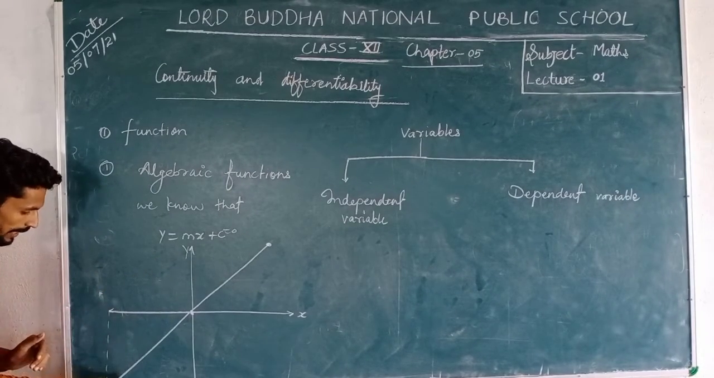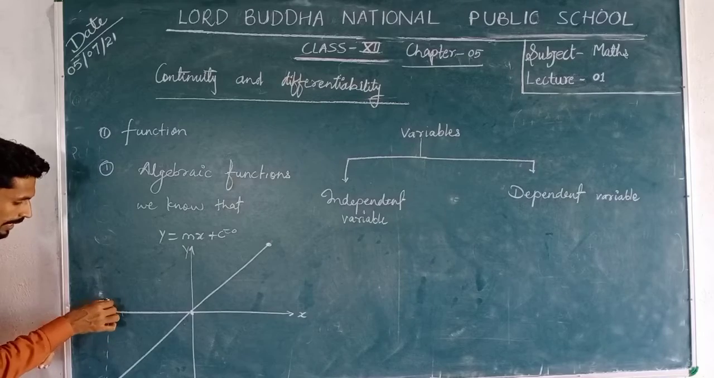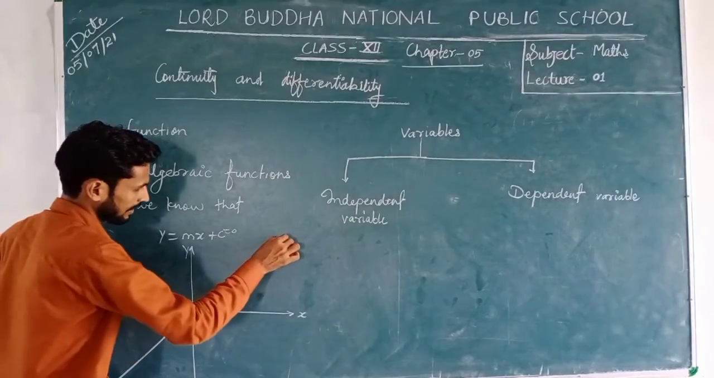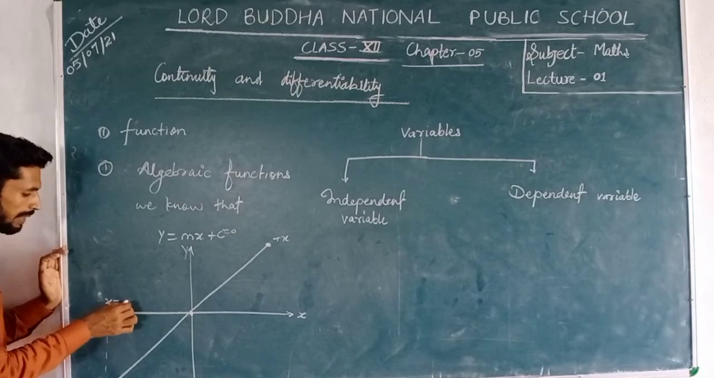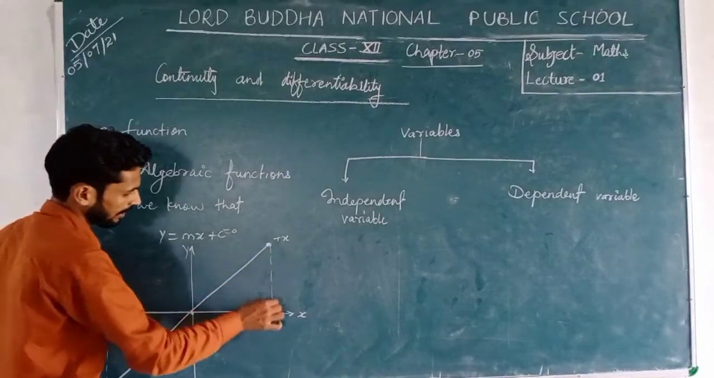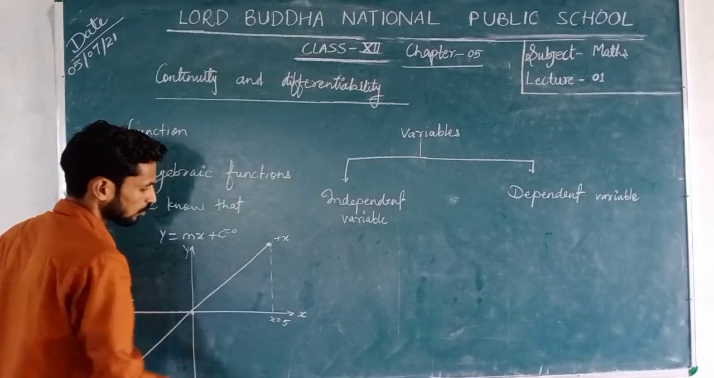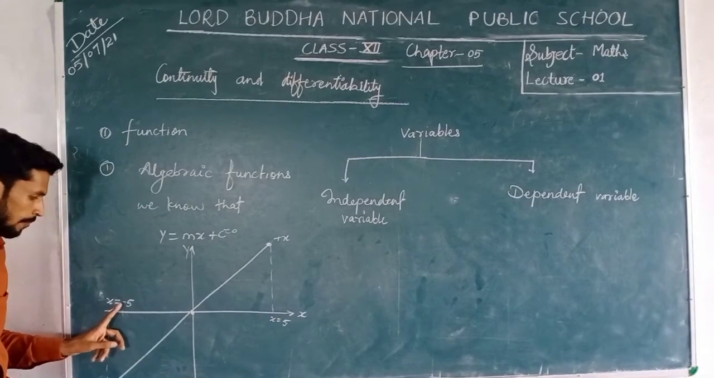Okay, so there will be the range. Suppose that here is the minus x and here is the plus x. In this condition, if we take x equal to minus 5 and here we take x equal to plus 5, the range will be here.